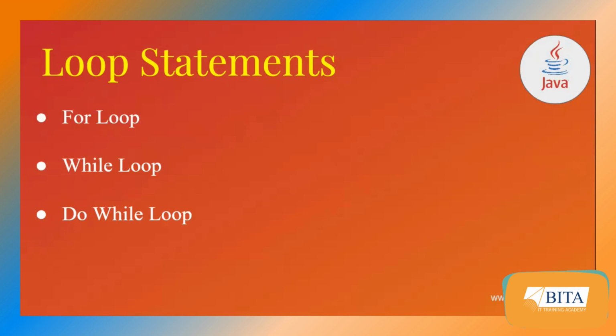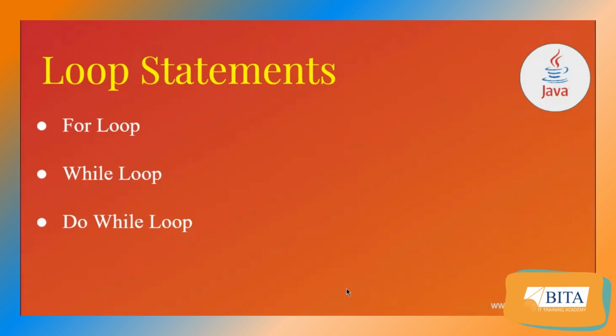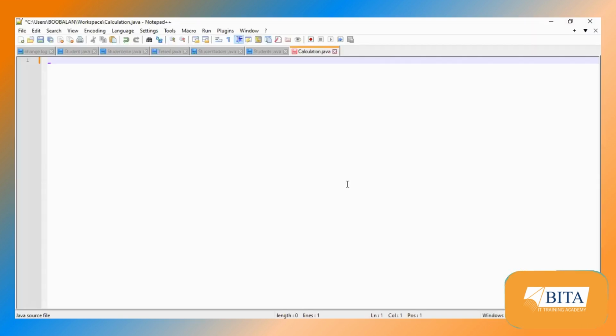A for loop initializes a loop variable and checks the condition. Based on the condition, it will increment or decrement the variable, and it will be evaluated until the condition becomes false. Now let's open the notepad and write a program for this for loop and see how it works.